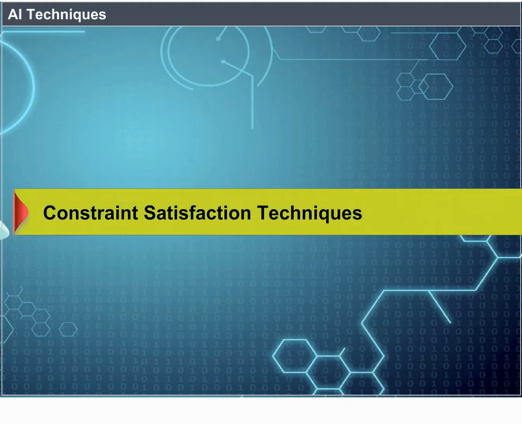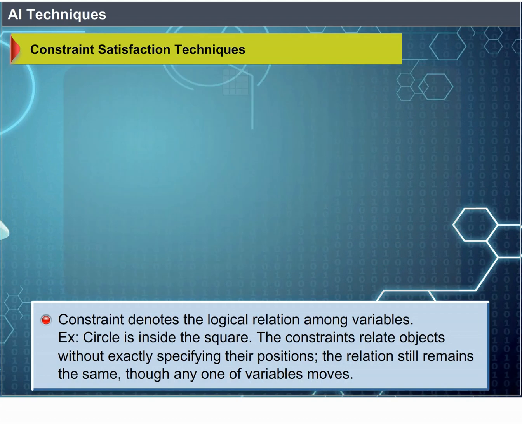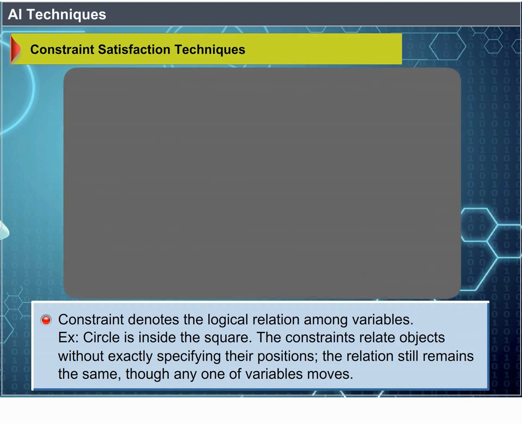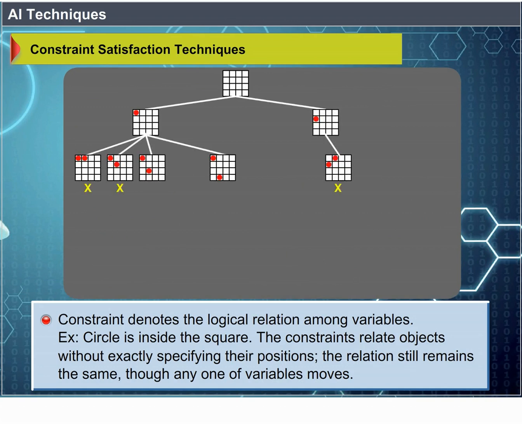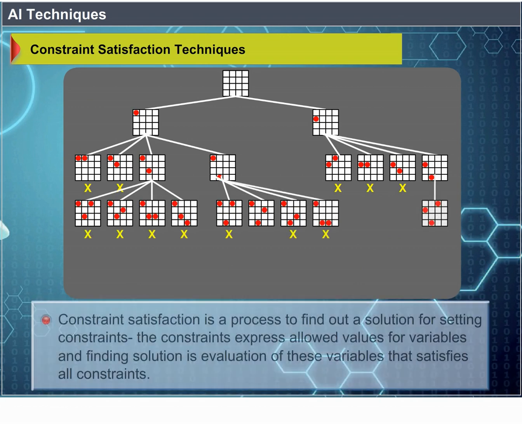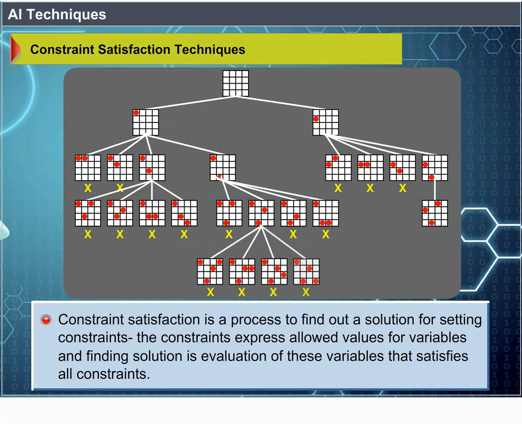Constraint satisfaction techniques. A constraint denotes the logical relation among variables. Example: a circle is inside the square. The constraints relate objects without exactly specifying their positions. The relation still remains the same, though any one of the variables moves. Constraint satisfaction is a process to find a solution for a set of constraints. The constraints express allowed values for variables, and finding a solution is evaluation of these variables that satisfies all constraints.